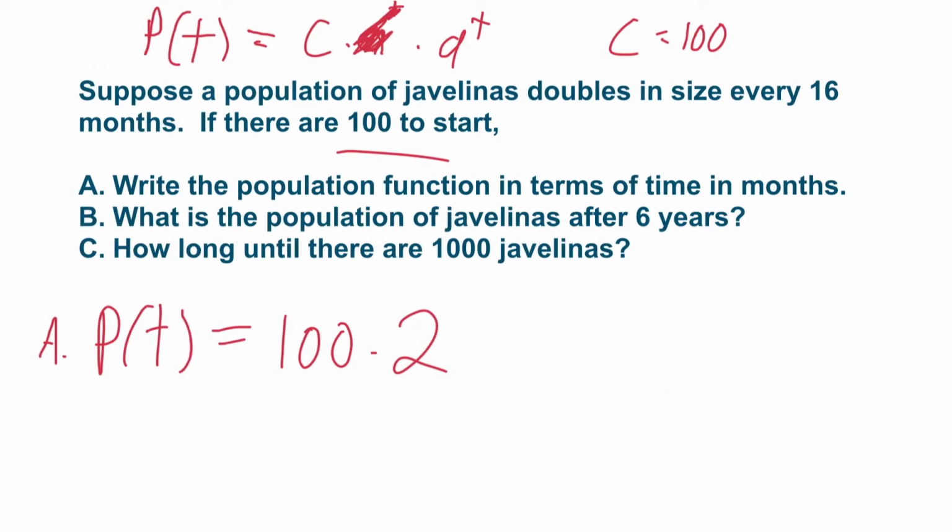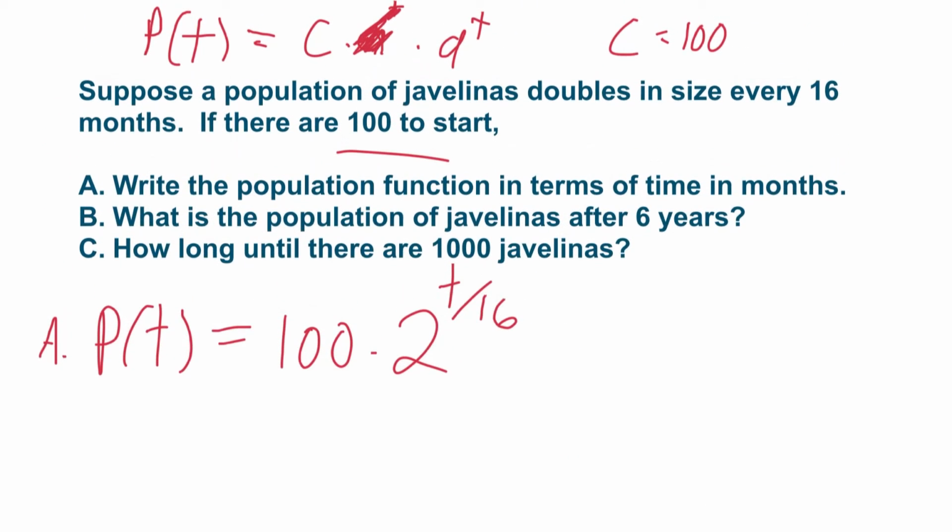But I do have to make one concession now, which is that I don't double every month. I double every 16 months. So instead of putting t here, I'm going to put t divided by 16. So when I put in t equals 16, I have 100 times 2, so 200. When I put in t equals 32, which means I've doubled twice, I should get 400.